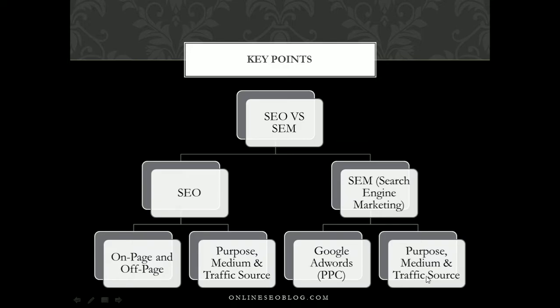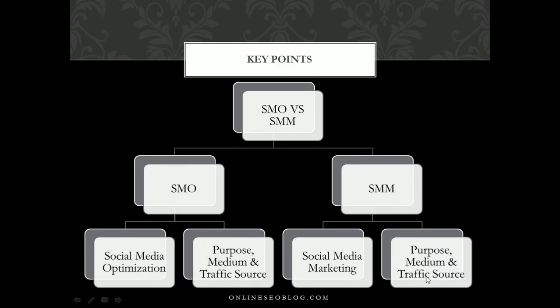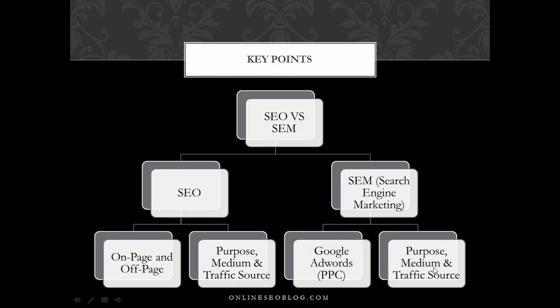So here you can easily see that between SMO and SMM, we are optimizing the content on Facebook, Twitter, LinkedIn, and we are marketing the content on the same platforms as well. Similarly, in SEO, if we are not able to get organic traffic, then we switch to SEM so that we receive some traffic. We have spent a lot of time on doing it on page and off page, and if we are not able to get the end result, then all the efforts are in vain. So we switch to SEM to get some result.